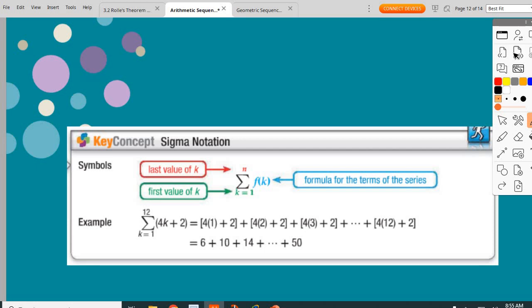So the bottom number is the first number that we're going to plug in. The top number is the last number that we plug in, and the thing over to the side is the formula that you plug into. So like here, we have the sum from k equals 1 to 12 of 4k plus 2. So first I plug in 1 into the 4k plus 2. Then we plug in 2, then we plug in 3, and we plug it in all the way until I get to 12. And so you would get a series that looks like that. So again, it's just a different notation that you could see.